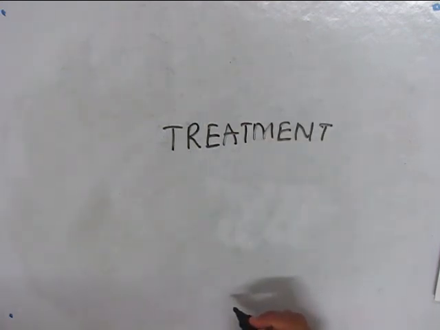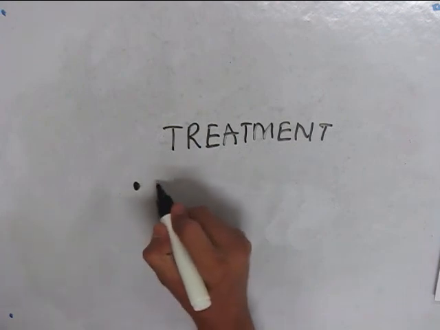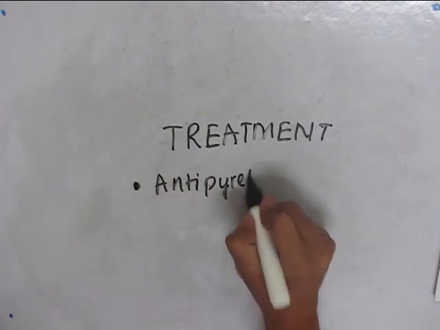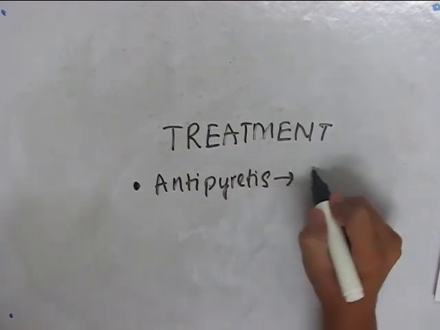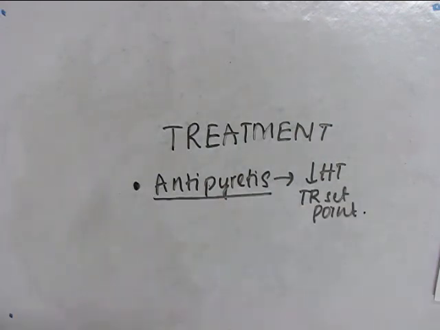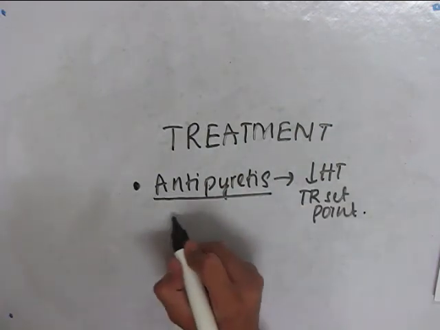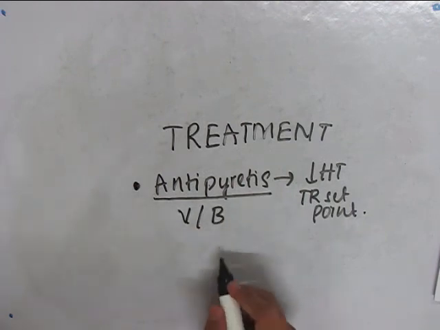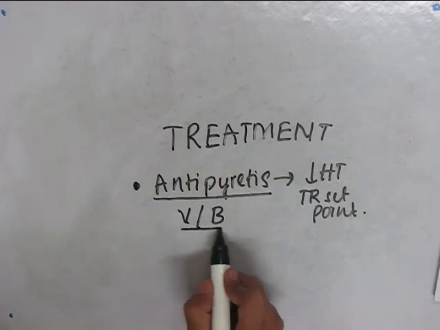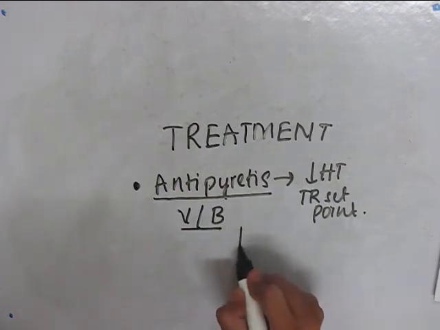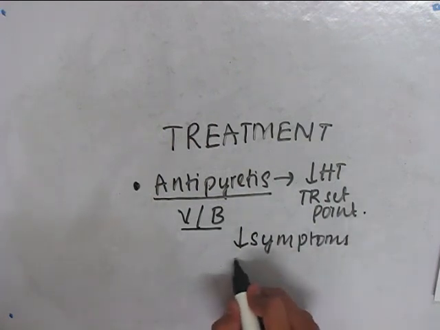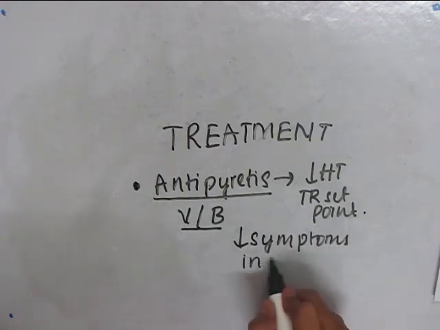So, as we all know, there is an increase in temperature, so the first thing you can do is antipyretics. These antipyretics will decrease the hypothalamic thermoregulatory set point. I'll tell you what happens when you give antipyretics in viral or bacterial infections. When an antipyretic is given to a patient who is suffering from viral or bacterial infection, the antipyretic will relieve the symptoms, but it has no action on the infectious agent.